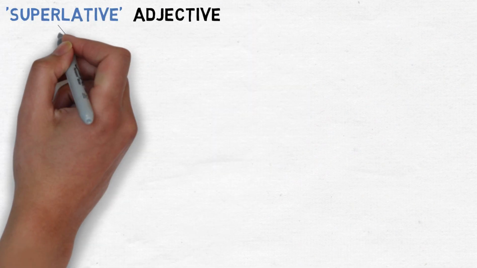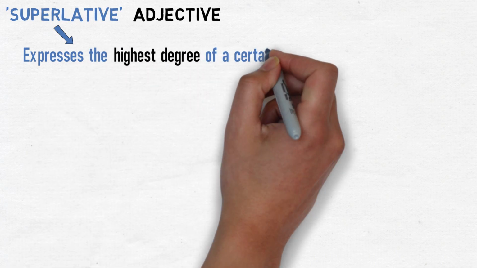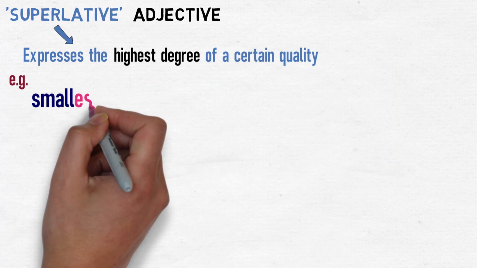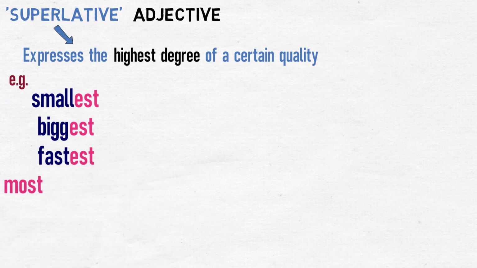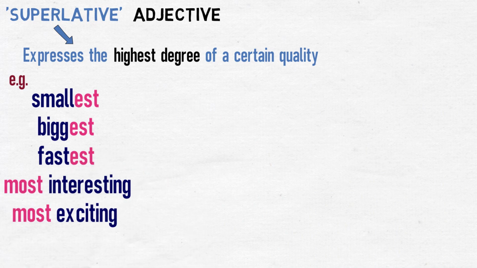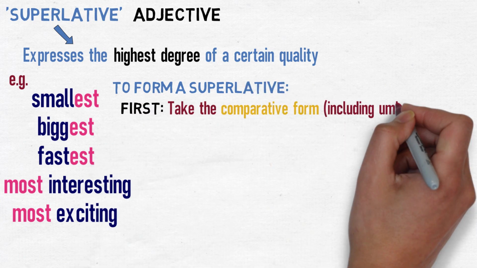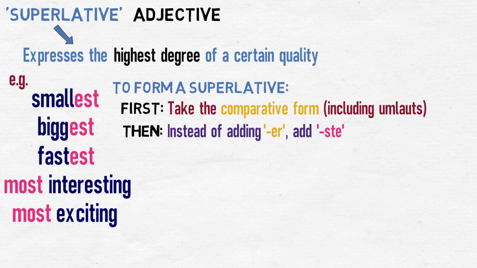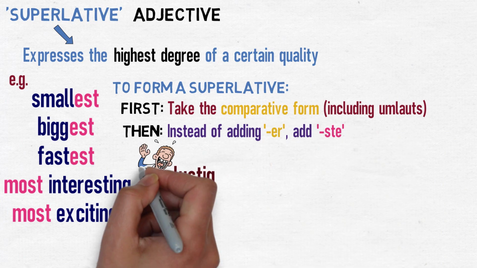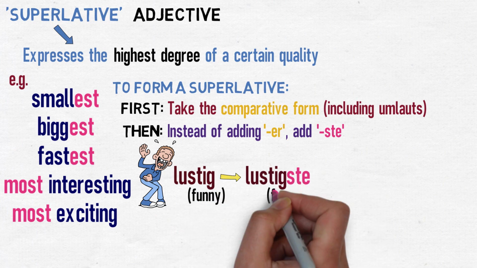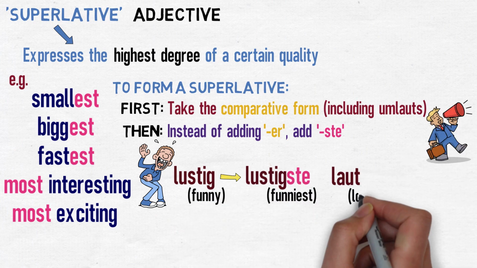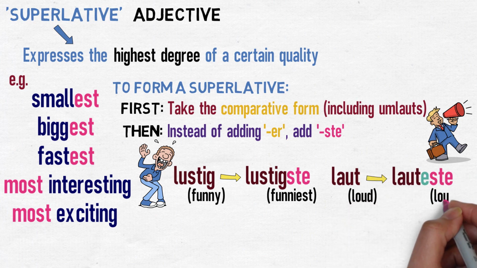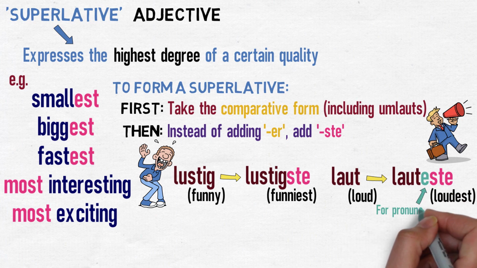A superlative adjective is one which expresses the highest degree of a certain quality. For example, smallest, biggest, fastest, most interesting, most exciting, etc. To form a superlative, simply take the comparative form, including additional umlauts, and instead of adding er, add ste. For example, lustig, funny. Lustigste, funniest. Laut, loud. Lauteste, loudest. Notice here that because the adjective ended with a T, we add another E for pronunciation purposes.